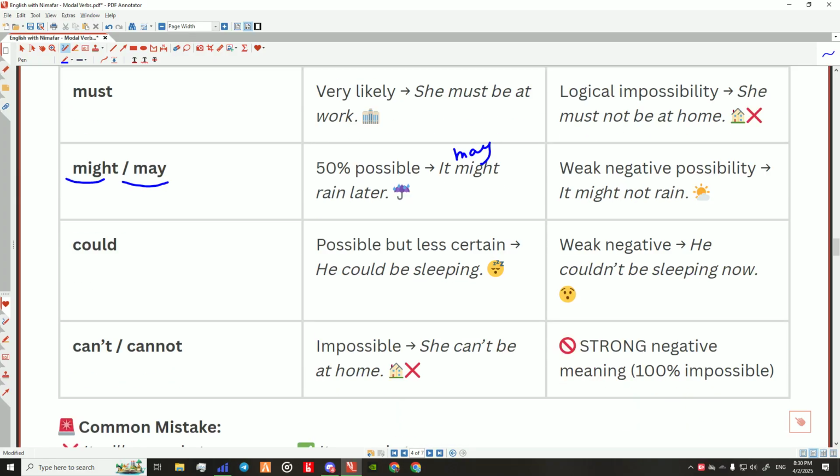Could. Possible but less certain. He could be sleeping. I don't know, there's a chance he could be sleeping. And impossible: can or cannot. She can't be at home. Look at the lights. For example, the lights are all off. For example, she can't be at home.